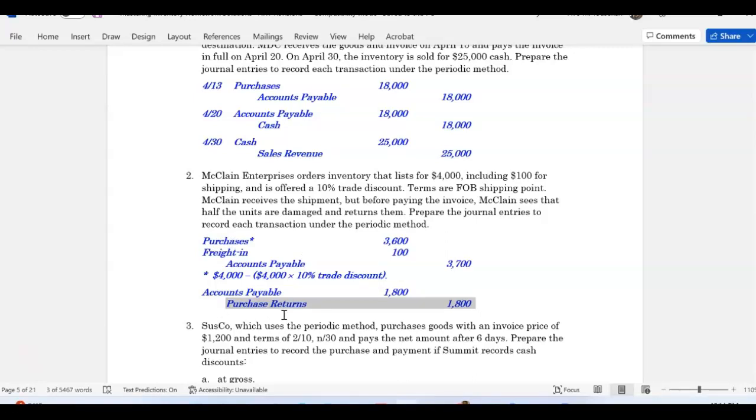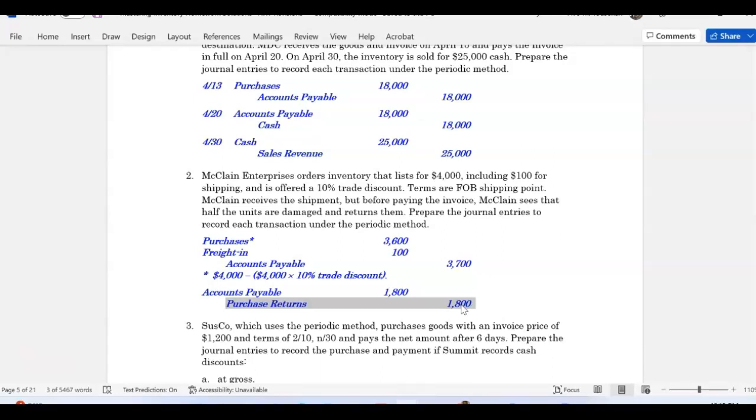So what is net purchase? Net purchase is purchase less purchase returns, less purchase allowances, less purchase discount. That's net purchase. So what is purchase return? Purchase return, that means you physically return the inventory to the seller.